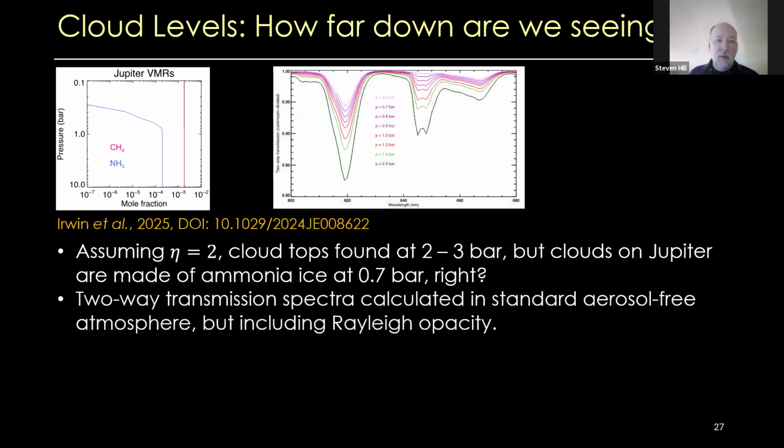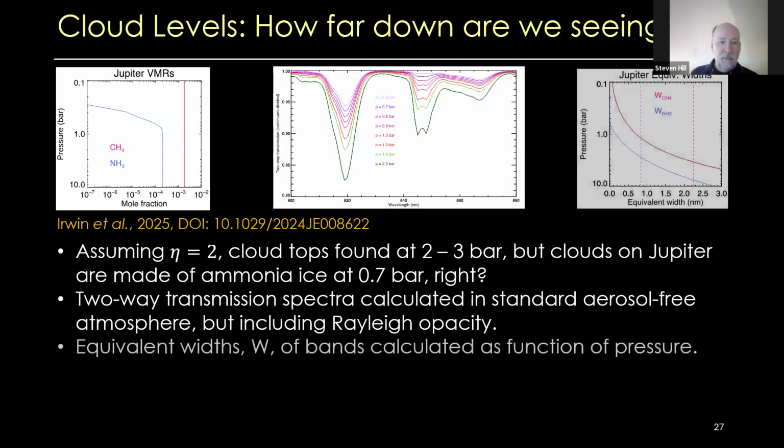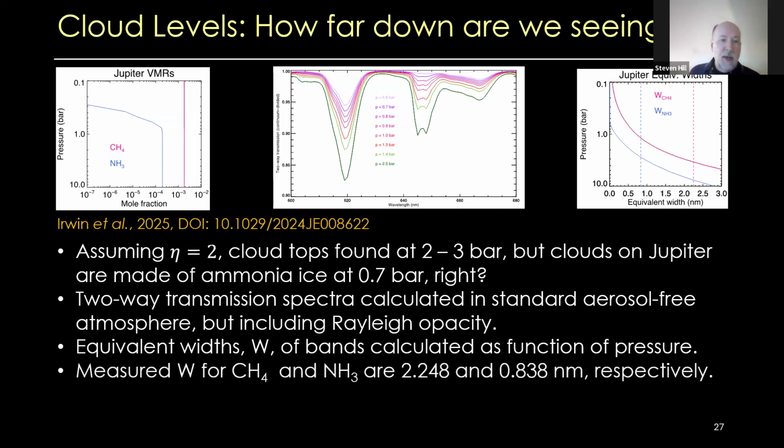He then computed two-way transmission spectra, calculated in a standard aerosol-free atmosphere but including Rayleigh opacity. And then he computed equivalent widths of the bands for ammonia and methane as a function of pressure. Again, a little bit small, but the pink is the methane equivalent width as you go deeper in pressure, and the blue is ammonia. The actual measured equivalent widths for ammonia and methane are 2.2 and 0.8 nanometers respectively. Those are represented by the vertical dashed lines.